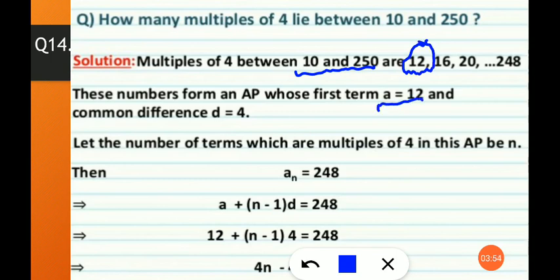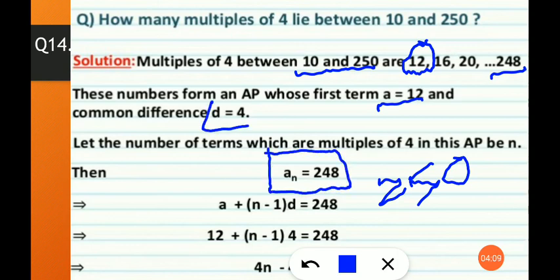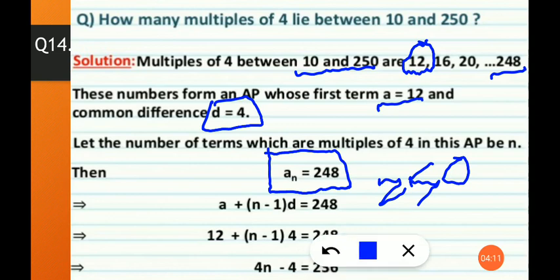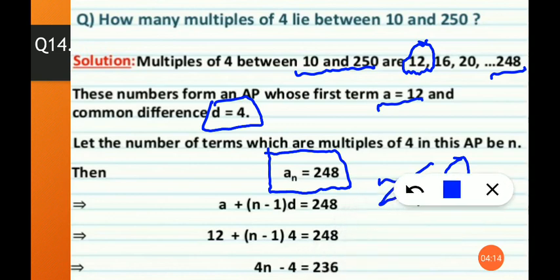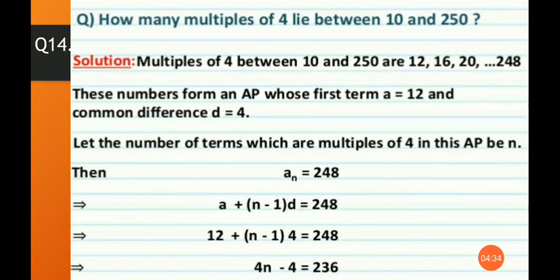And what will be the last term here? Is 250 divisible by 4? No. So what will be that? 248. So our an will be 248. Common difference is equal to 4, and in the same way we will find the value of n using the formula an is equal to a plus n minus 1 d, where an is equal to 248, a is equal to 12 and d is equal to 4. You will solve this equation and you will get the answer.